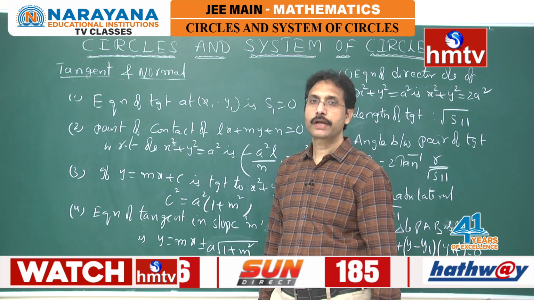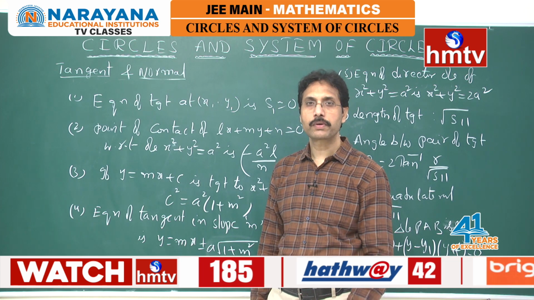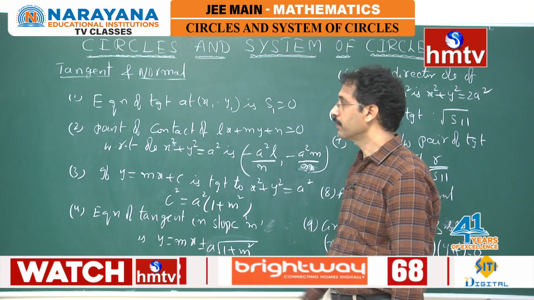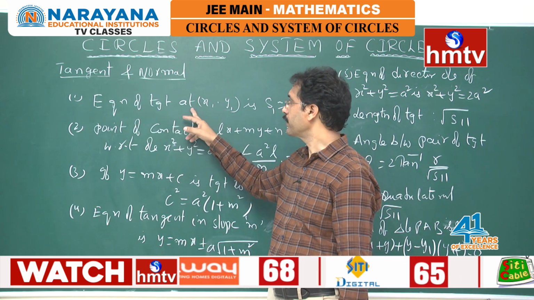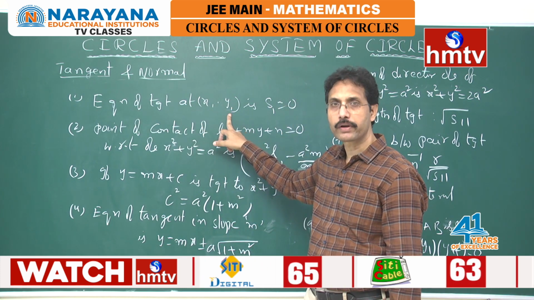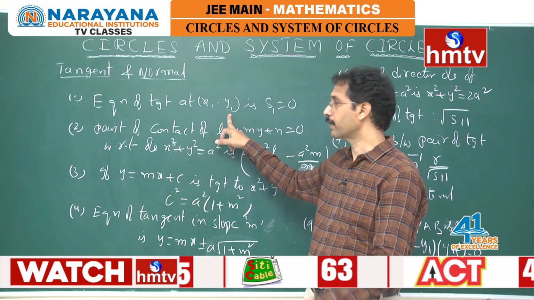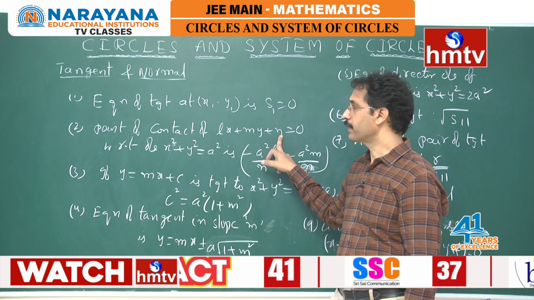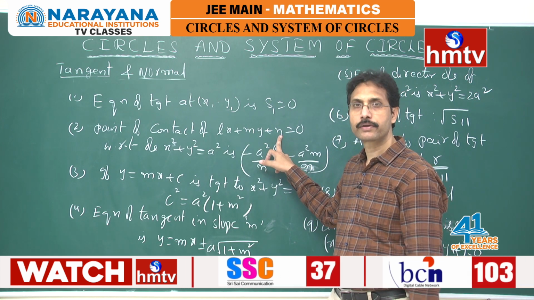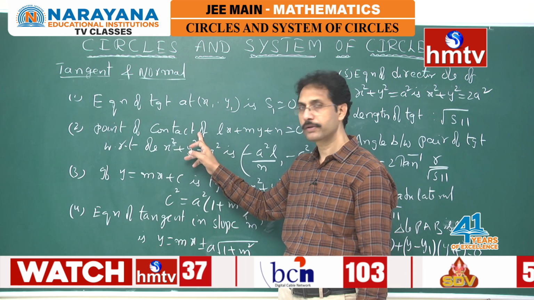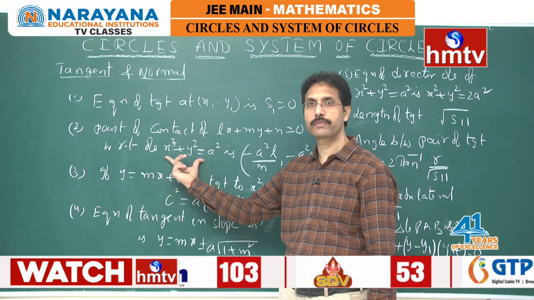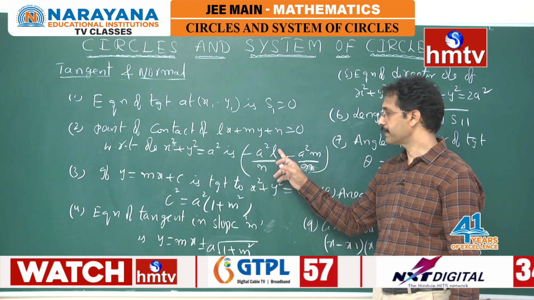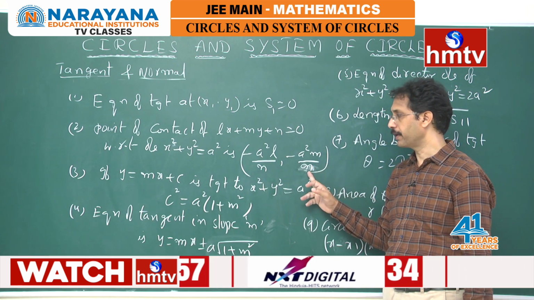See, in these tangents and normals, we have to remember all these results. So far we have discussed these. Remember that the equation of the tangent drawn at a point x1, y1 on the curve, that means on the circle, is S1 is equal to 0. If a line Lx plus My plus n is equal to 0 is tangent, then its point of contact with respect to our standard equation x square plus y square is equal to a square is minus a square L by n, minus a square m by n.